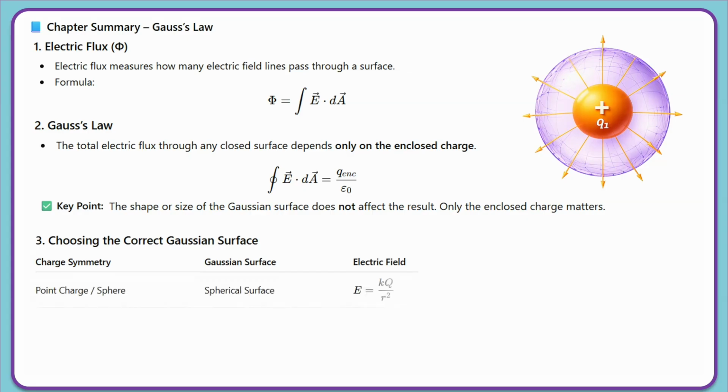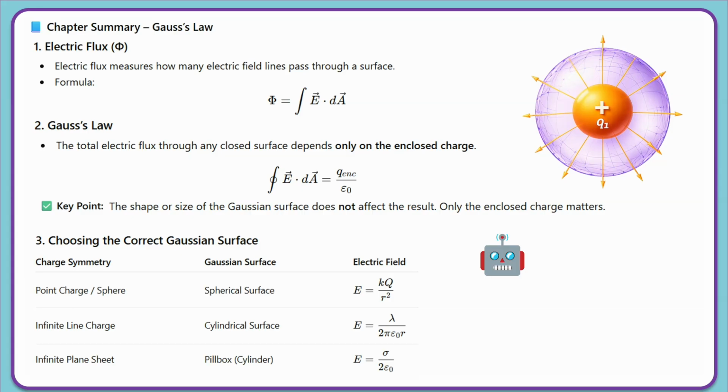For a point charge or a uniformly charged sphere, we choose a spherical Gaussian surface. The electric field is E equals KQ divided by R squared. For an infinitely long line charge, we choose a cylindrical Gaussian surface. The electric field becomes E equals lambda divided by 2 pi epsilon naught R. For an infinite plane sheet of charge, we use a pillbox Gaussian surface. The electric field is E equals sigma divided by 2 epsilon naught.